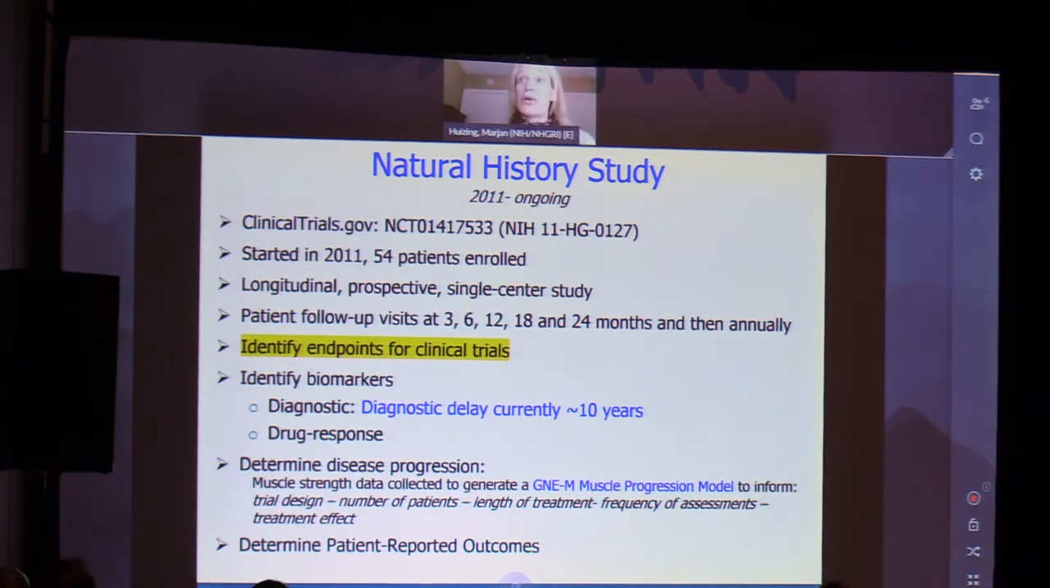It is very important to carefully select endpoints for clinical trials before you start a trial, especially for a rare disease, and especially for a disease that is slowly progressive. If you can establish efficient endpoints, you can reduce the number of patients and the length of treatment in subsequent trials. Many rare diseases have typically started trials without well-suited endpoints and have therefore failed.